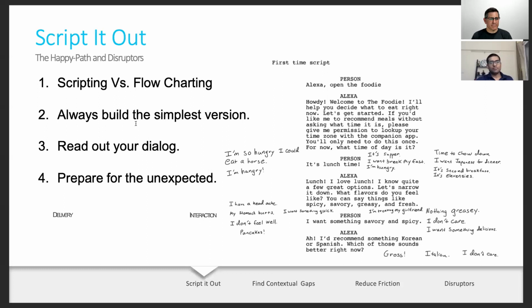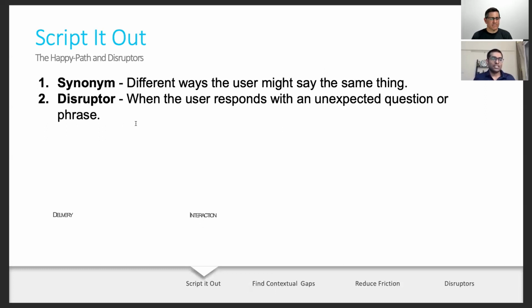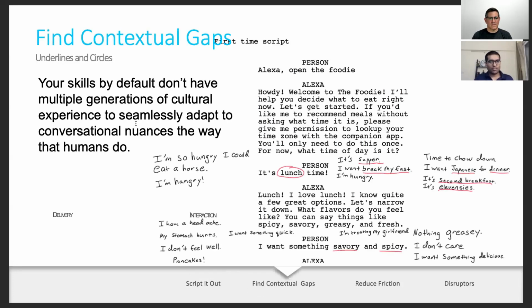Right, and this is one of the things that we also do, where we ask everyone to find synonyms and disruptors, right? Synonyms are the different ways the user might say the same thing, and a disruptor is when the user responds with an unexpected question or phrase, right? This is one of the most important things, where we tell them, hey, you underline synonyms, and you point out properly in your script what are going to be synonyms and what are going to be disruptors.